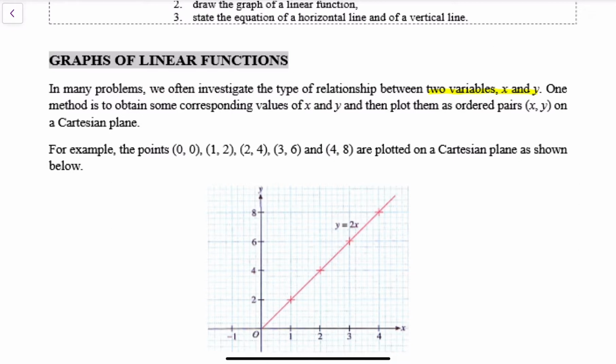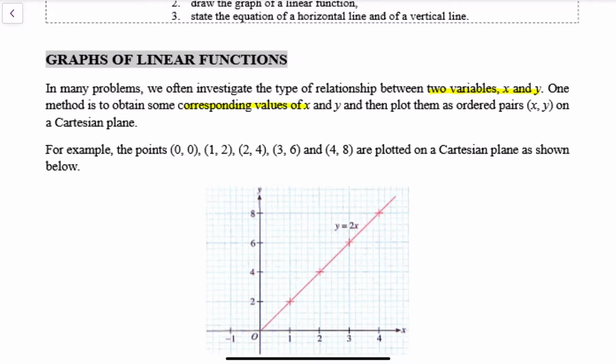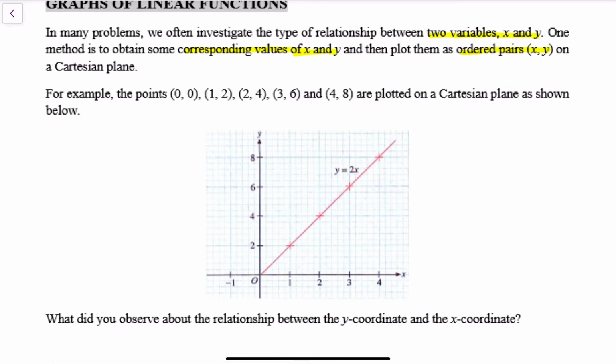One method is to obtain the corresponding values. Now the word corresponding means that it's a pair. The change in x will directly result in a change in y by some value. So a certain value of x is paired with a certain value of y, so we call it corresponding. And then we will plot them as an ordered pair, bracket x, y, on a Cartesian plane. The Cartesian plane is in this boxy form, okay? The graph paper, basically, we call it the Cartesian plane.